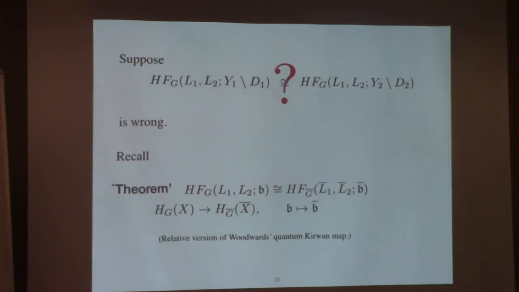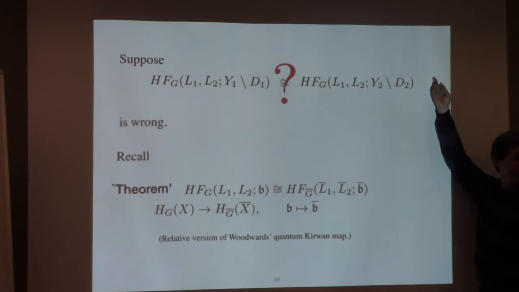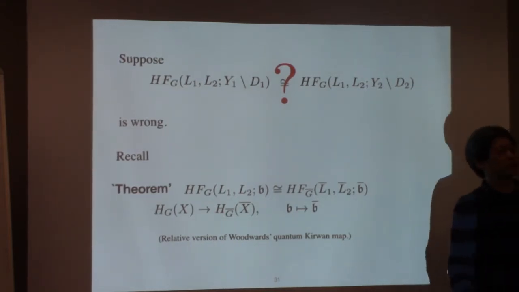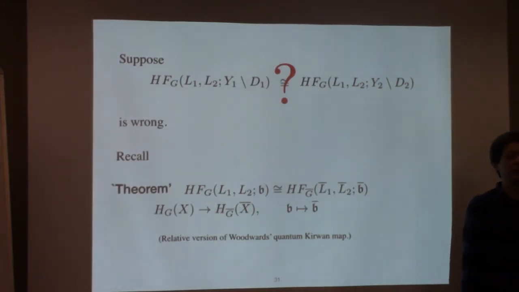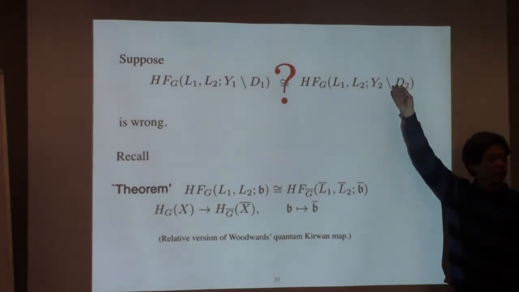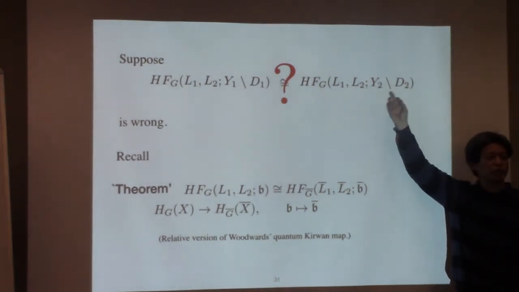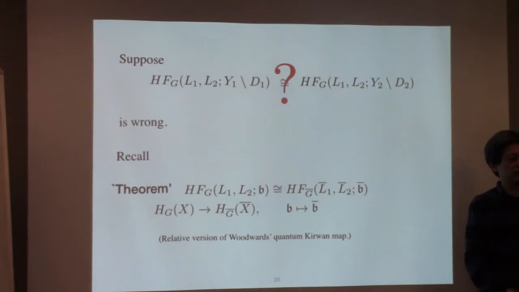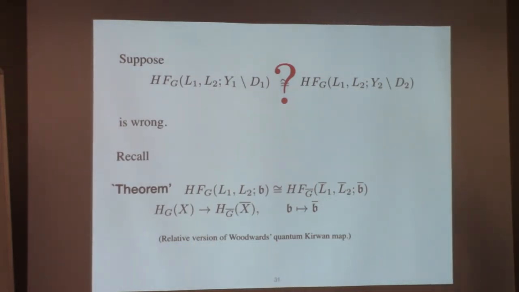So now I want to explain some speculations and some partial results related to these things. Suppose this conjecture, this problem, is negative. I still do not have any example where this equivariant Floer homology depends on the choice of compactifications. But suppose that it is not well defined.